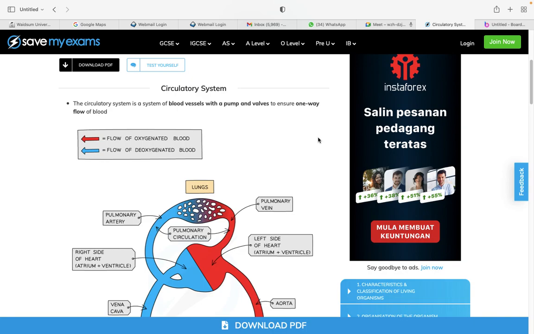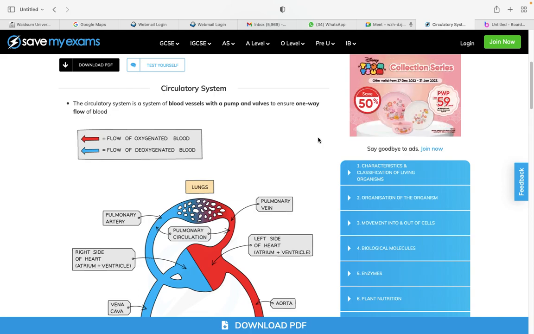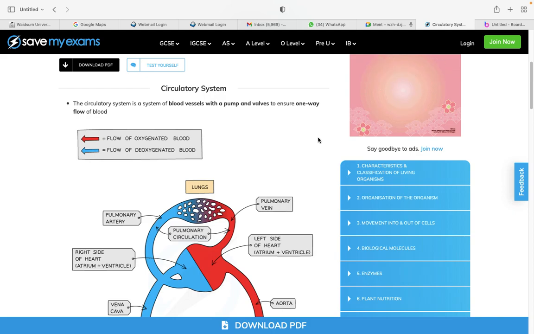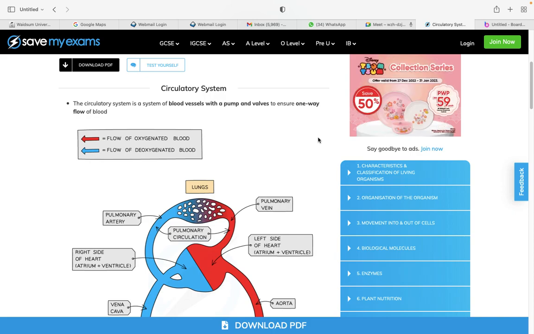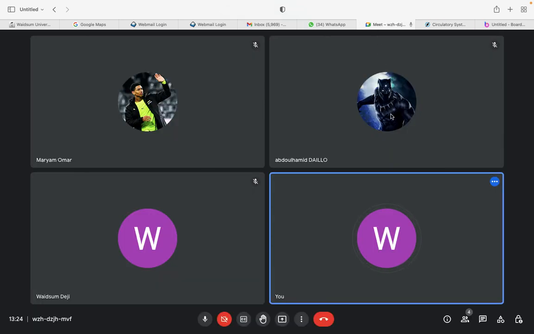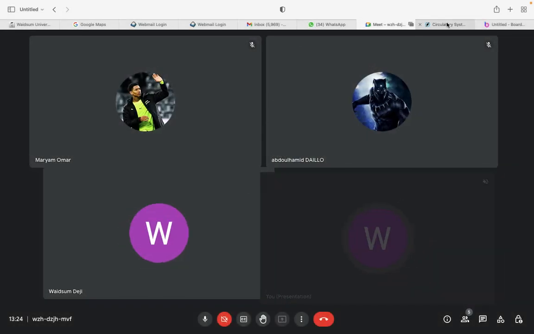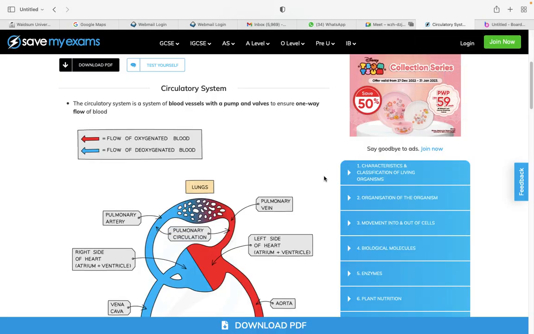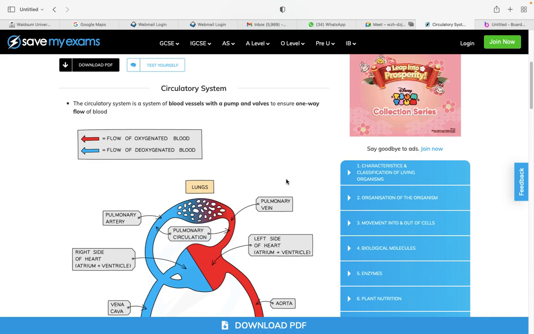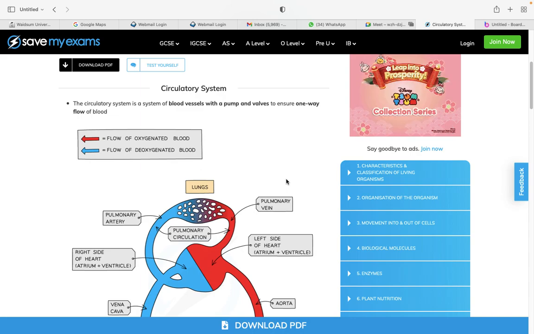Okay, so here today we're looking at the transport in biology, chapter 7. The transport in plants. Sorry, the transport in animals. So we're looking at the transport in animals. Okay? So without wasting time, let's begin.